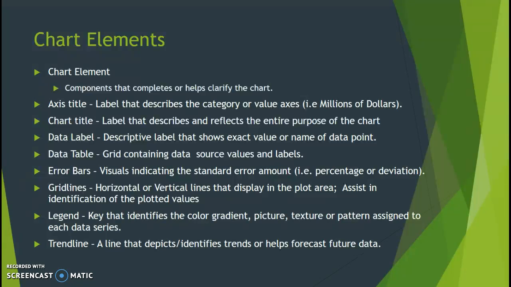Down at the bottom is the legend. That's a key that identifies the color, gradient, picture, texture, or pattern assigned to each data series within your chart. And then we'll also look at a trend line, which is a line that depicts an ongoing trend, and it helps potentially forecast future data based off of the existing data that you have in your chart.